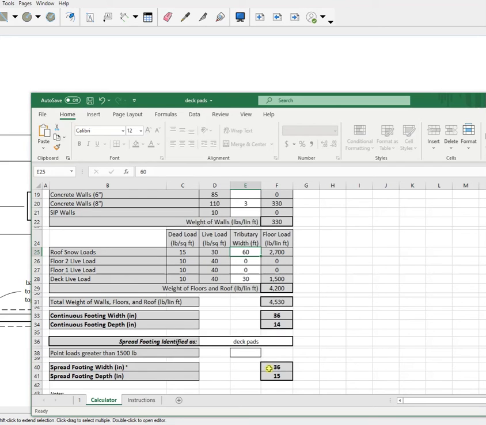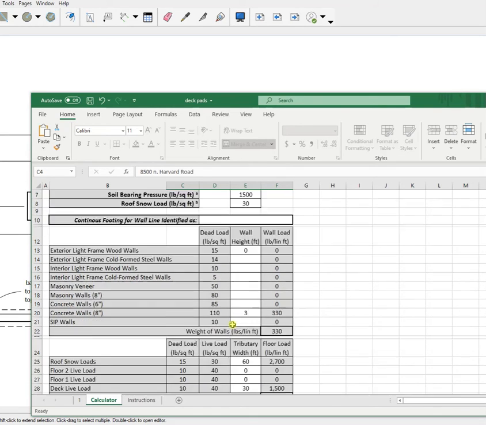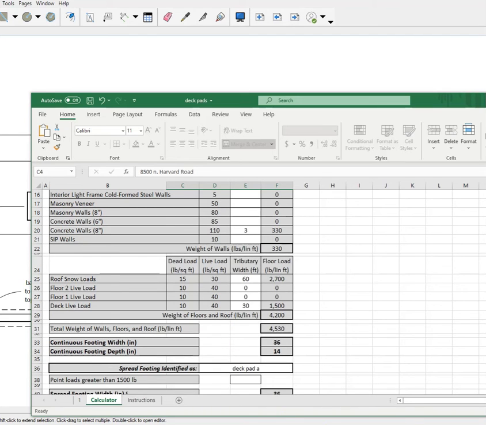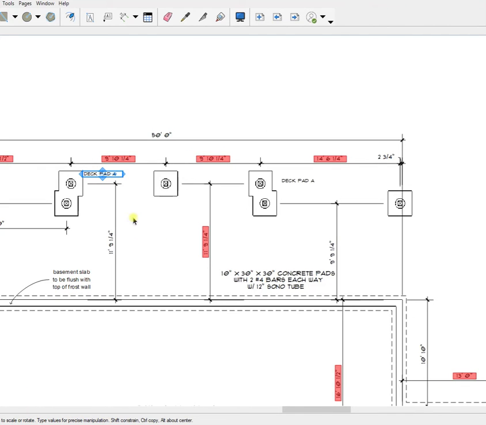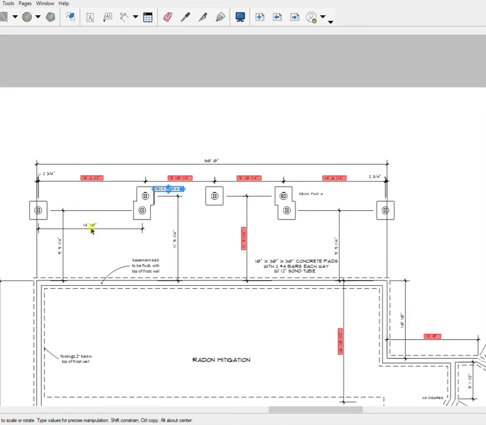I would probably figure out the smaller pads so you don't have to have all these pads. So I would label this deck pad A and then print it out, and then on the plan write in deck pad A, and then you've got the sheet for that. And the footing guy will look at it and he'll make that footing that depth and that size, and you'd go through and do all of them that way.